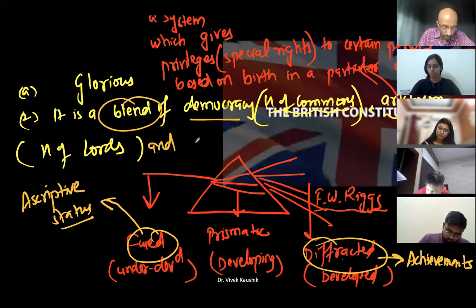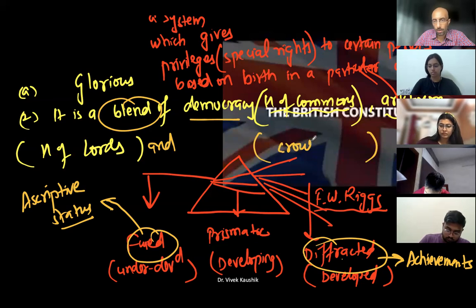And in bracket, what represents monarchy? The crown. Okay, next feature.